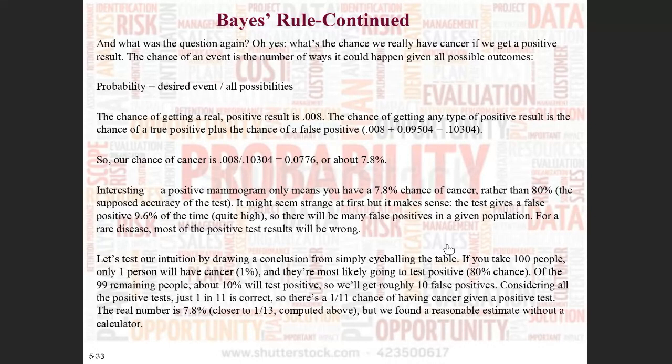If you want to test the intuition by drawing a conclusion from simply eyeballing the table, take 100 people. Only one person will have cancer, 1%, and they're most likely going to test positive with an 80% chance. Of the 99 remaining people, about 10% will test positive, so you'll roughly get 10 false positives. Considering all the positive tests, just 1 in 11 is correct. So there's a 1 in 11 chance of having cancer given a positive test. The real number is 7.8%, which is closer to 1 over 13, computed above, which you saw here.